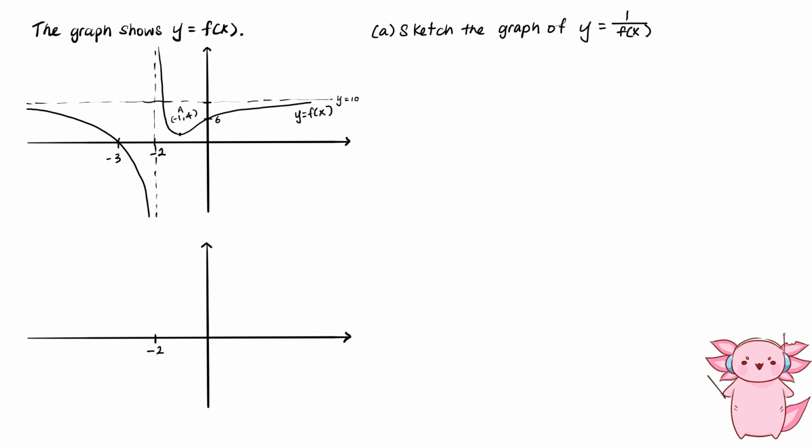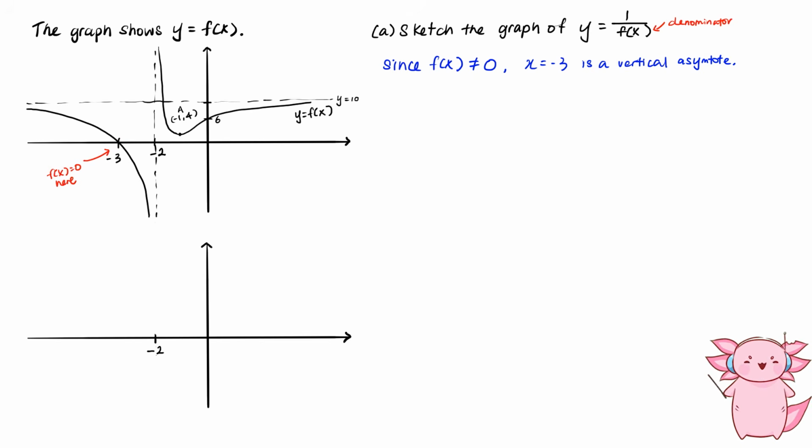Now, this question I feel is one of the most difficult kind, where they give you an unknown graph f of x, and they ask you to sketch y equals 1 over f of x. Okay, let's start with the asymptotes first. Since f of x can't be equal to 0, as it's at the denominator, we notice that at x equals to minus 3, f of x is equal to 0. So we know that x equals to -3 is a vertical asymptote.